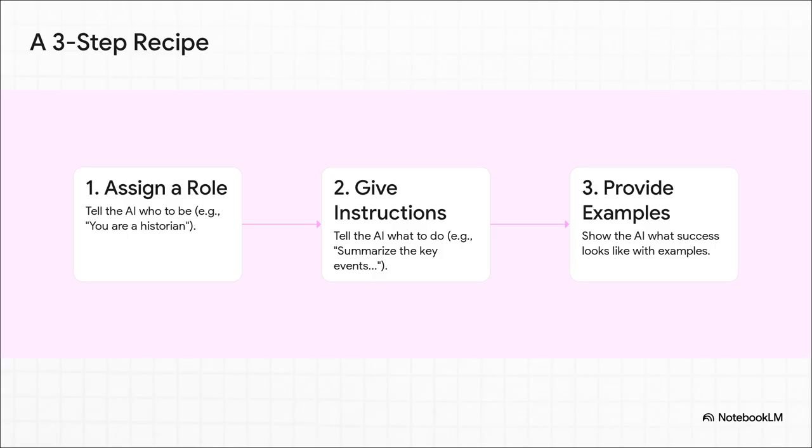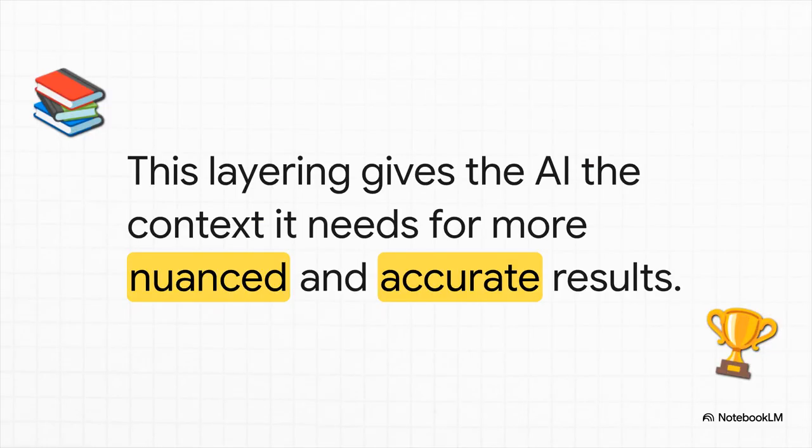First, give the AI a role. Tell it, you are a witty marketing expert, or you are a patient science tutor. Second, give it super clear instructions on what to do. And third, this one is a pro move, give it an example of what a great answer looks like. When you layer all these things together, you're not just giving a command anymore. You're basically handing the AI a complete creative brief. And that is how you get those really nuanced, accurate, and sometimes even surprising results.